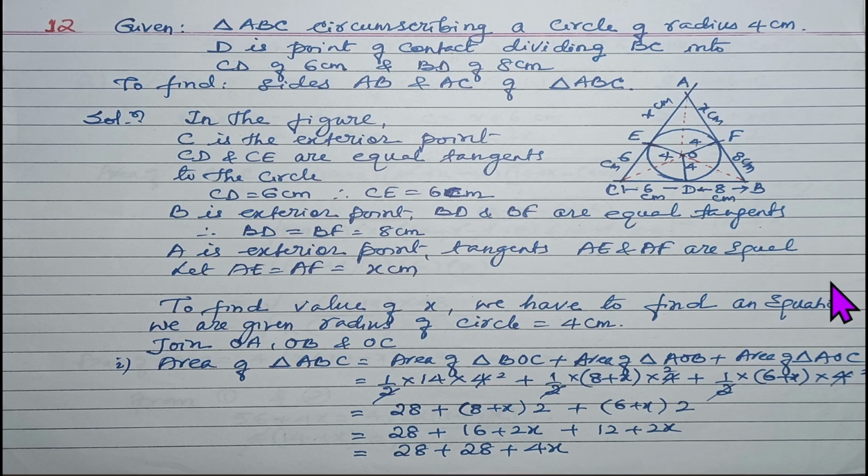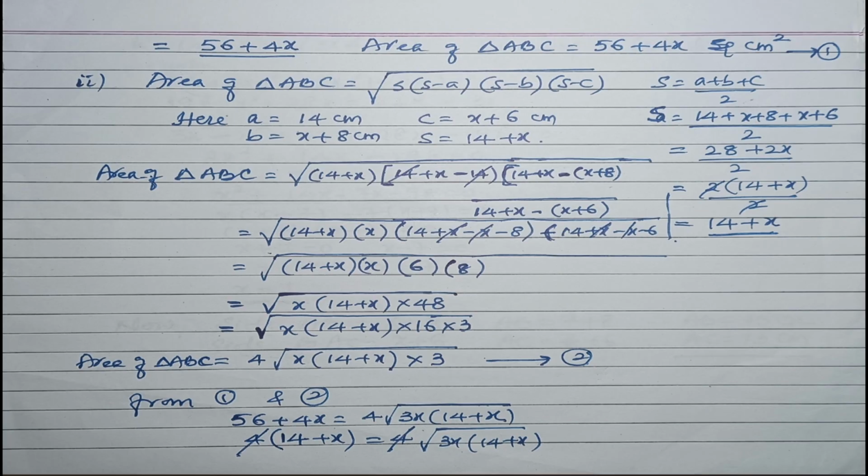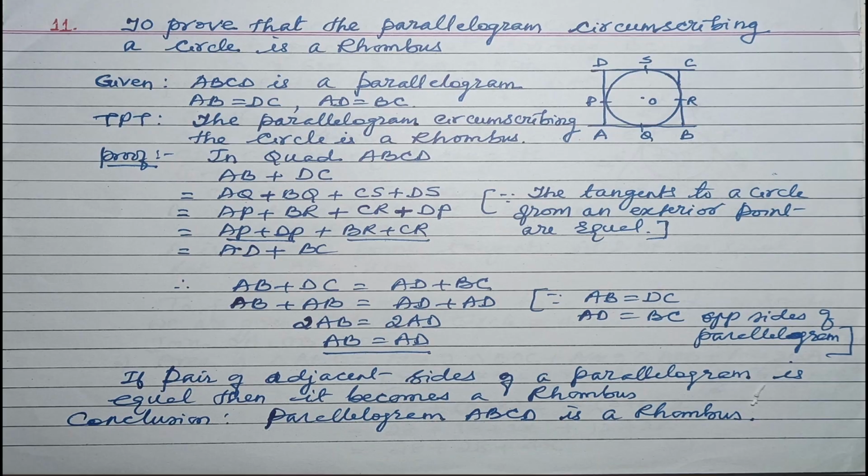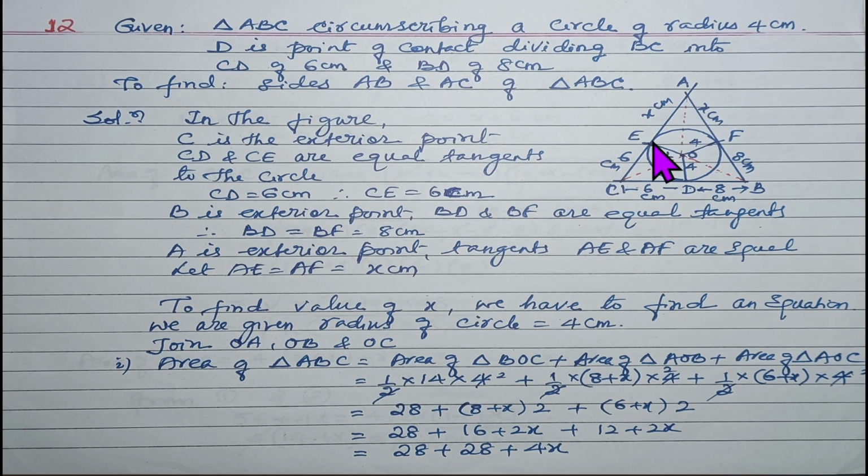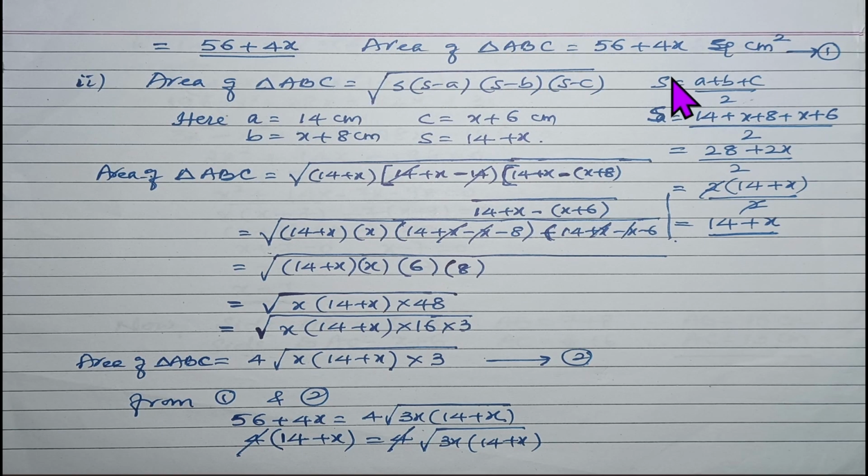So we got 28 plus 28 plus 4x, and on further simplification we get 56 plus 4x, and that is the area of triangle ABC. So that means by finding the area of the three small triangles here, I have found the area of triangle ABC, and the area of triangle ABC is 56 plus 4x centimeters square, and let us call this equation 1.